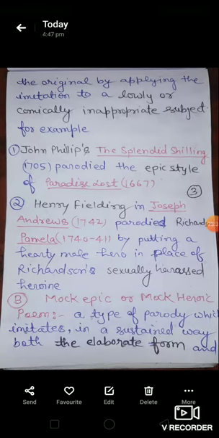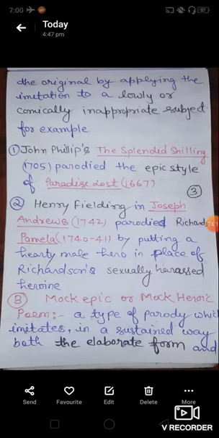So, Henry Fielding in Joseph Andrews parodied Richardson's Pamela by putting a hearty male hero in the place of Richardson's sexually harassed heroine. So that is being parodied. The character of a girl is being parodied in the character of a boy. So Joseph Andrews, the novel by Henry Fielding, is a good example of that parody. Okay?